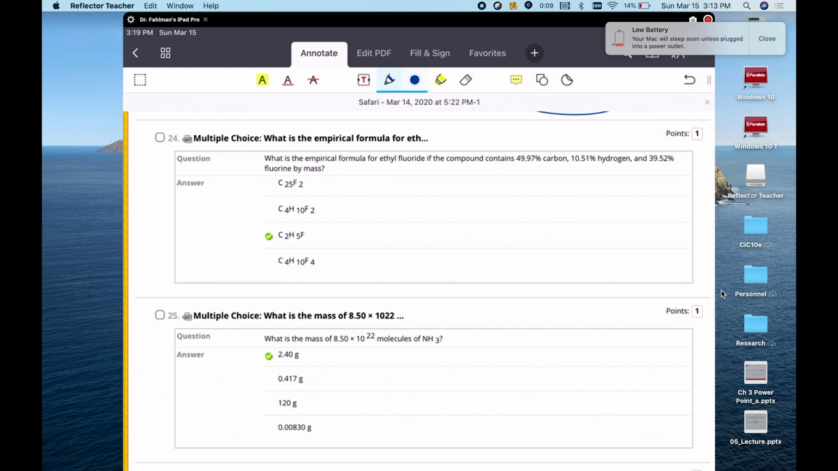And then an empirical formula. So if you're given percentages, you can convert those to grams if you assume you have 100 grams of sample. So in other words, you have 49.97 grams of carbon, 10.51 grams of hydrogen, and 39.52 grams of fluorine.